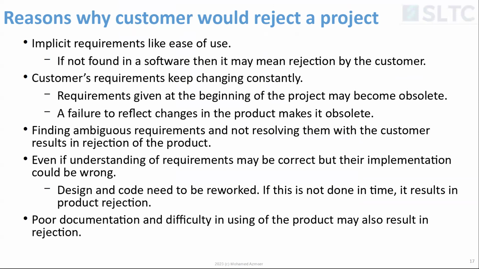Which brings us to another interesting question. Why would customers reject a product? Number one, implicit requirements like ease of use. The customer is rejecting because it is difficult to use. They may not be able to understand how to do something, or how to do something simple is not there. It's sort of difficult, for example a complex way of doing things.